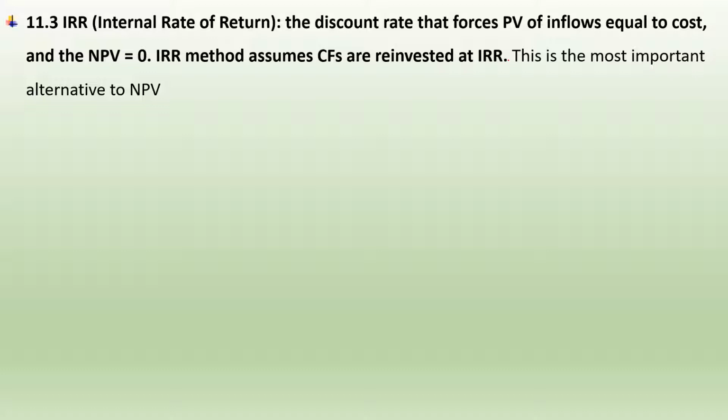So basically the present value of the cost equals the present value of inflows. And what makes those two equal? That's the discount rate, the internal rate of return. It's more like the yield to maturity of a bond, because remember, the yield to maturity makes the price of the bond equal to the present value of the future cash flows of the bond.